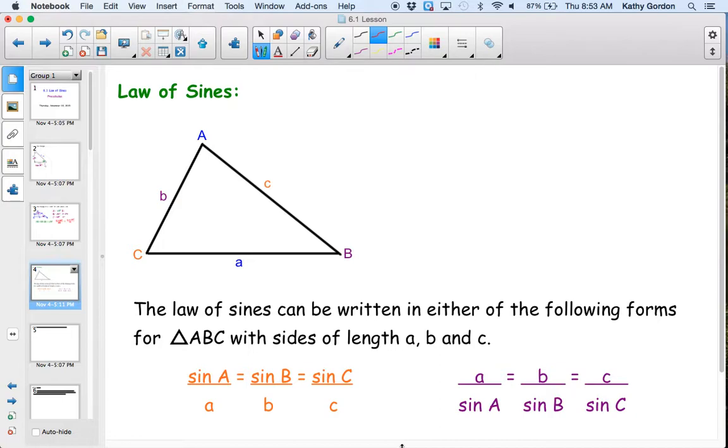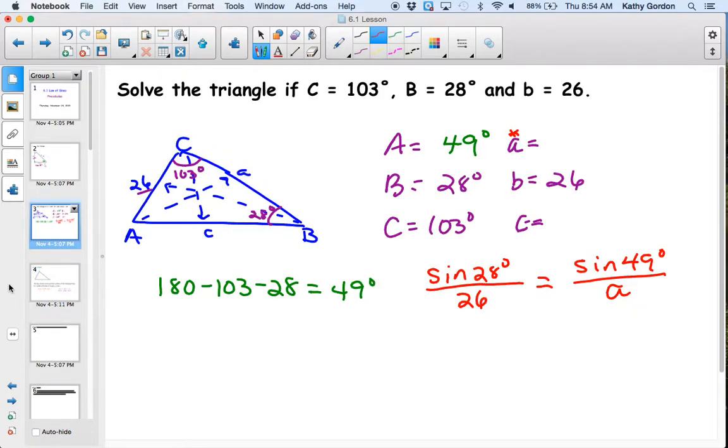Okay? The other thing to notice here is that because we are talking about ratios, it doesn't matter whether I put the sine of the angle on top and the side on the bottom, or whether I flip it over and do the side on top and the sine of the angle on the bottom, as long as I do it the same way in both of my ratios. So it doesn't matter which way we do it, as long as we stay consistent. Okay? So now how do we solve this proportion?